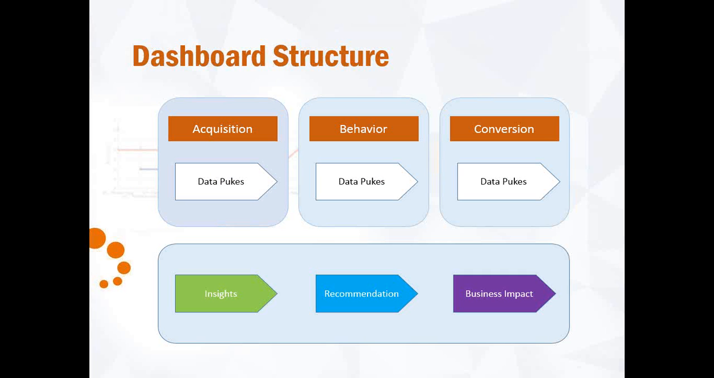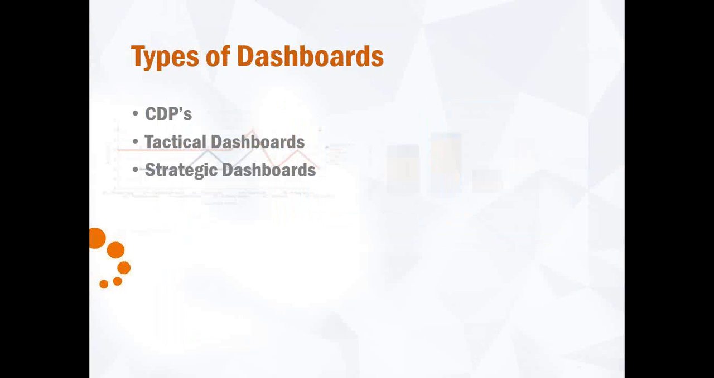So now the dashboard structure of our website should look like this: acquisition, behavior, conversion, data cubes for each and every bucket based on whatever you have in your measurement model, and then insights, recommendations, and business impact. So this should be an ideal structure for a dashboard.